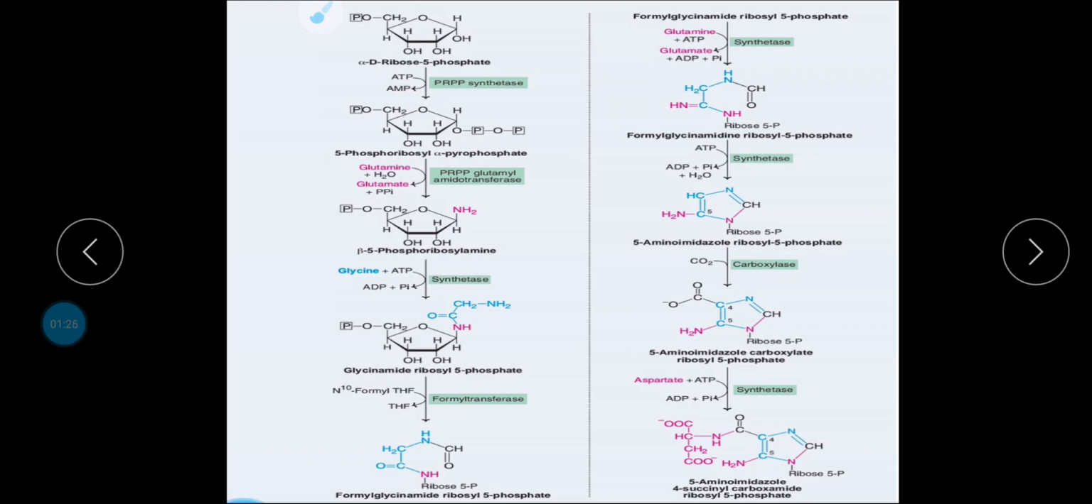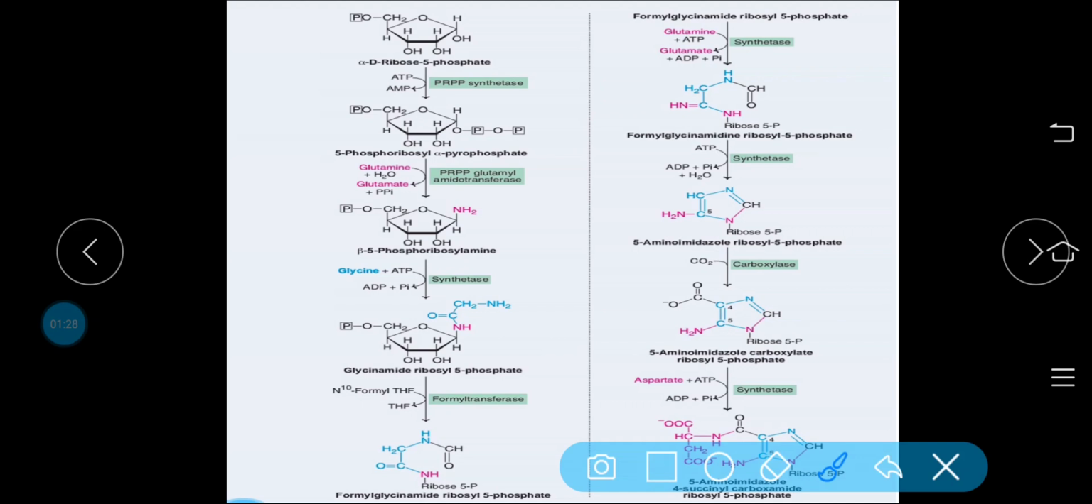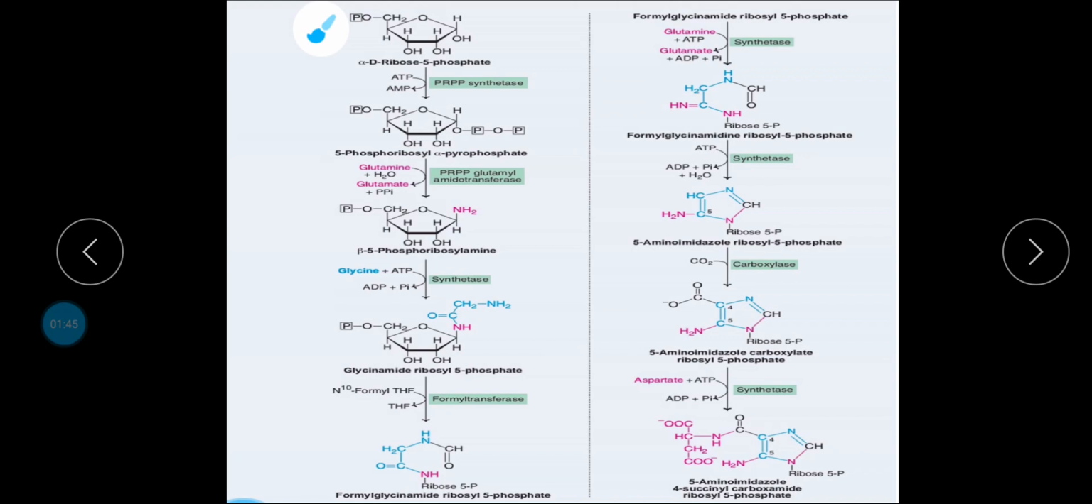Now the precursor for the synthesis here is ribose 5-phosphate. You can see here the alpha D ribose 5-phosphate, which is the pentose sugar containing the phosphate group at the 5th carbon, is the precursor for the synthesis of purine. You can see here phosphate group at the 5th carbon, therefore ribose 5-phosphate. Now this ribose 5-phosphate gets converted to 5-phosphoribosyl alpha pyrophosphate.